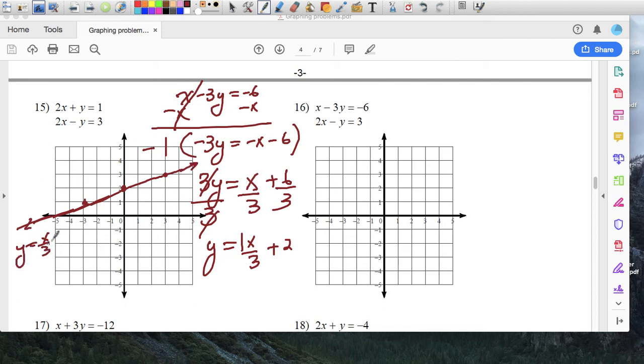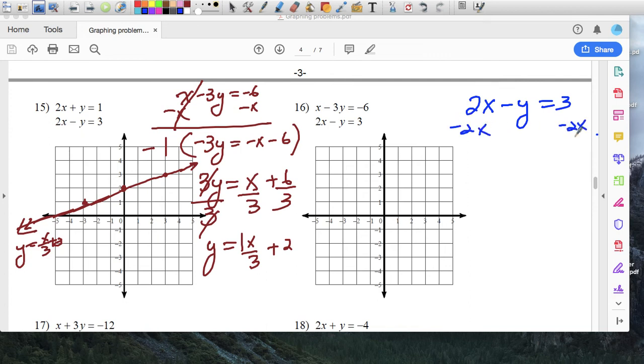Now the next one: x plus 4y equals 12. Subtract x from both sides. I get 4y equals negative x plus 12. Divide this by 4, divide this by 4, divide this by 4. That becomes y. This becomes negative x over 4, or negative 1 x over 4. I want to write the 1 there because we need that for our slope. And then 12 divided by 4 is simply 3.